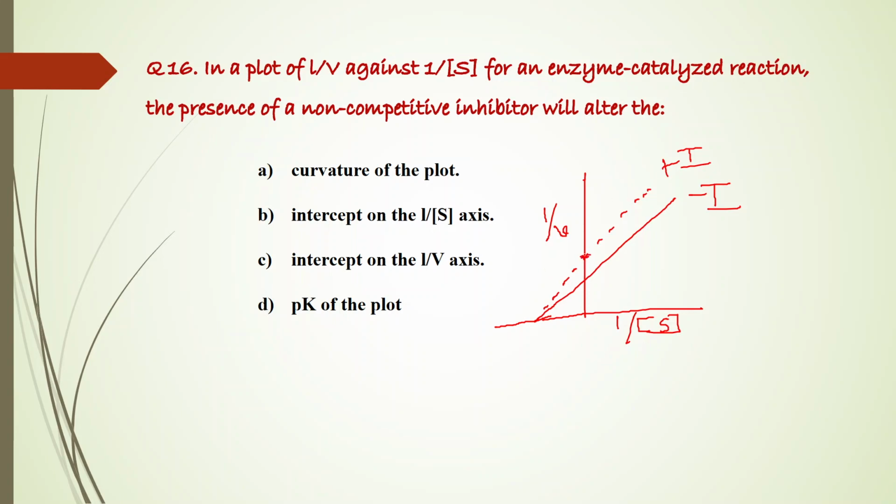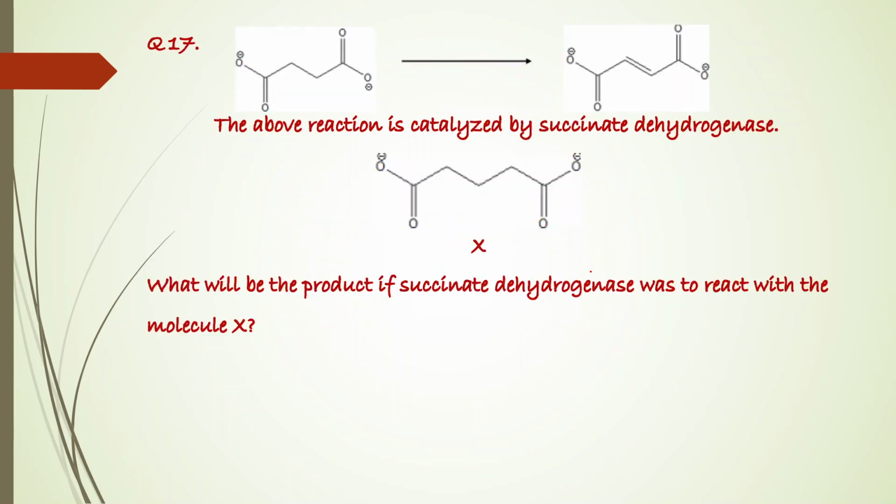So what does it do? It alters the intercept on the y-axis, or 1 by v-axis. It was initial before the inhibitor and it is changed after the inhibitor. So the intercept has been changed. That means our correct option should be C, that it changes the intercept on the 1 by v-axis.